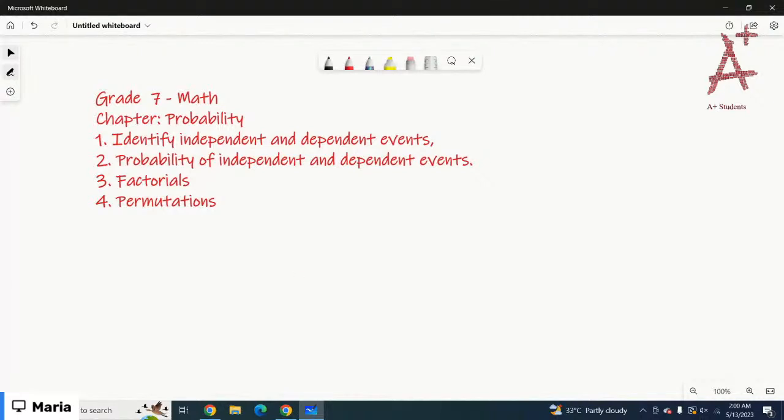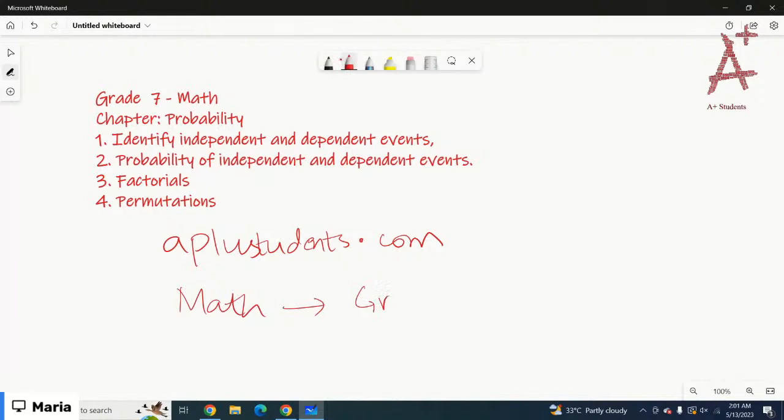So you can find all the lessons on aplusstudents.com. You have to log in there using your email address, and the password is provided by the administrator. Then you have to select math from the subject tab. Scroll down to grade 7 and then click on view all lessons. There you can find the list of the chapters.